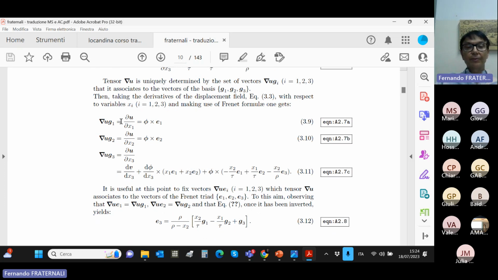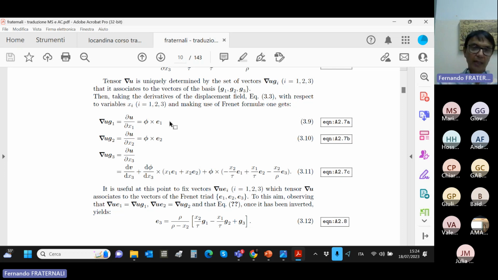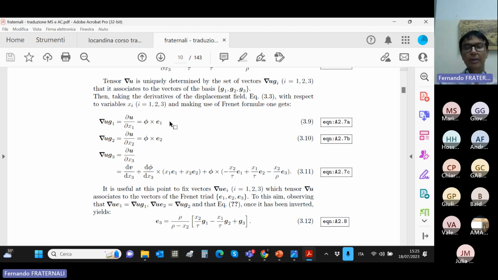Then we can also obtain how the gradient of U acts on E1, E2, and E3, which are not G1, G2, and G3, but are the directions of G1, G2, and G3 along the axis line. If we want the expressions of the vectors that are obtained by applying the gradient of U to E1, E2, and E3, we have to obtain them. E1 and E2 are simply G1 and G2, so it's a simple task to obtain the first two formulas.